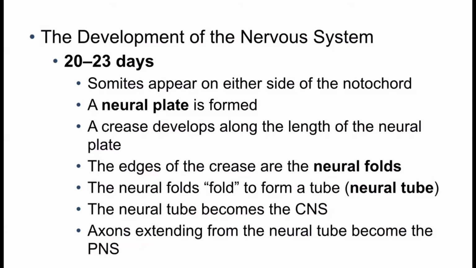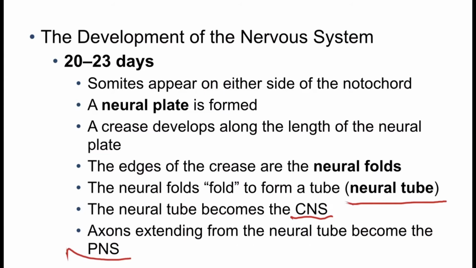So a neural plate is formed. A crease develops along the length of the notochord. The edges of this crease are your neural folds. The neural folds form your neural tube. The neural tube becomes your central nervous system. That's what forms your nervous system. So axons extending from the neural tube become your peripheral nervous system.